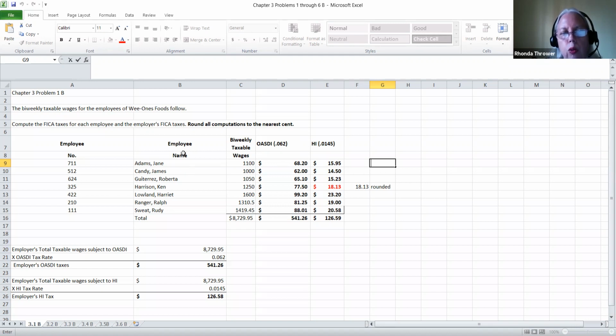Now, what you need to know about FICA taxes are that the employees pay a share of FICA taxes and the employer also pays a share of FICA taxes.